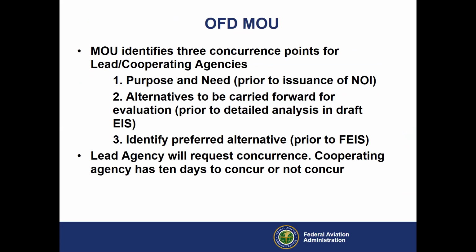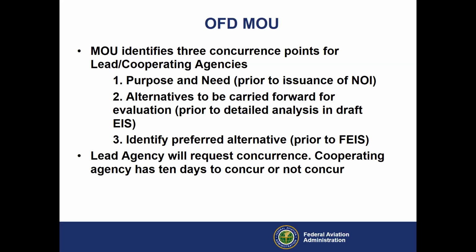Well, that MOU lays out these concurrence points, which are not necessarily anything new. The purpose and need, alternatives to be carried forward, and the preferred alternative. And we look at those concurrence points, just as the name implies, seeking concurrence on each of those milestones among cooperating agencies for this EIS document. And then, of course, doing that within the 2-year time frame.